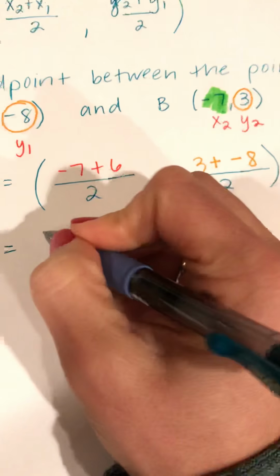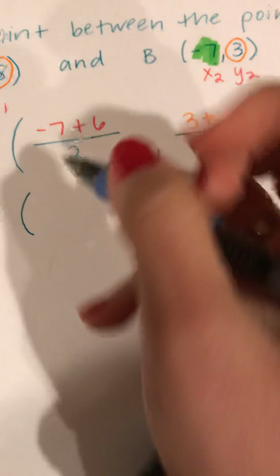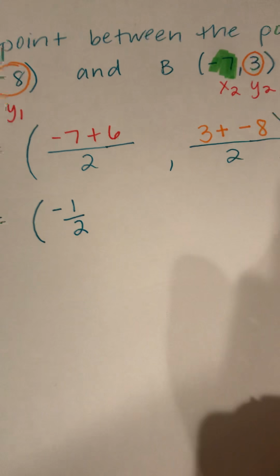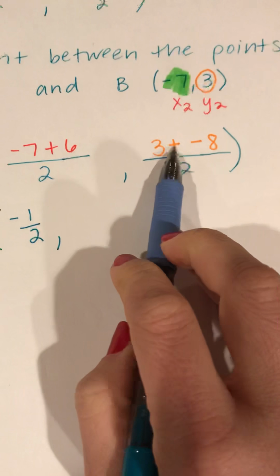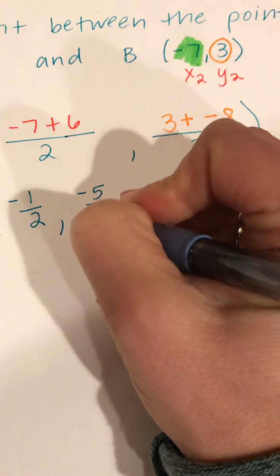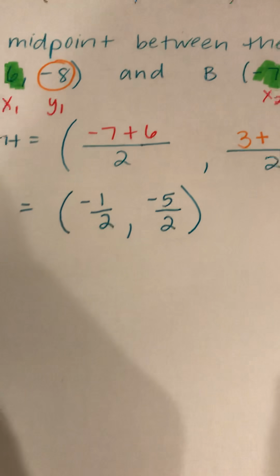So now we're going to simplify. Negative 7 plus 6 is negative 1. And I didn't divide yet, I just simplified the numerator. 3 plus negative 8 is negative 5, over 2.